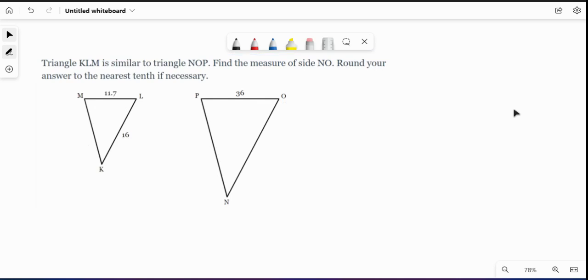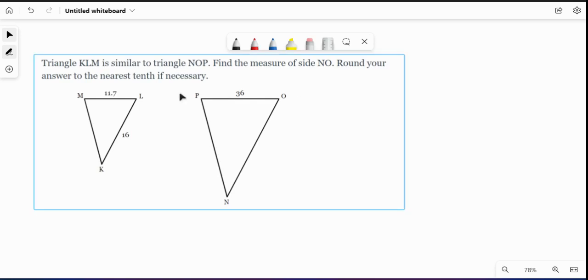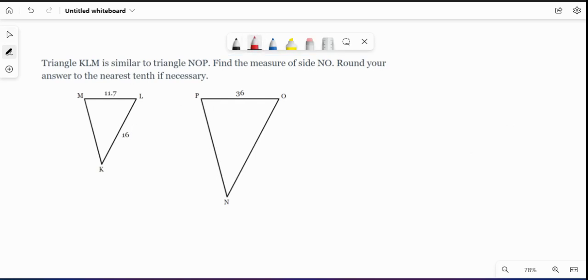All right, so let's form our proportion. So we have 11.7 over 16. I'm just going to write it out first. We have ML and LK. That's going to be proportional to PO and ON.